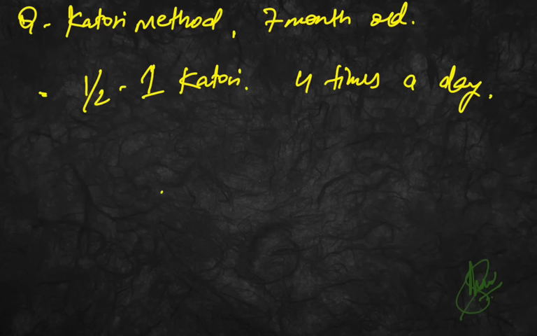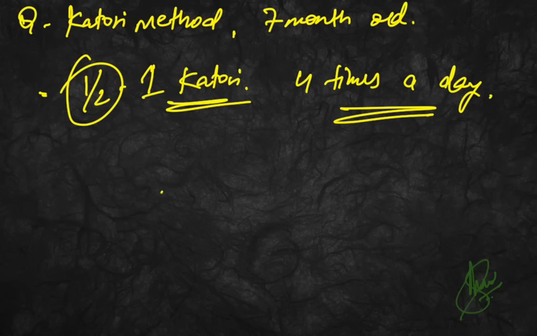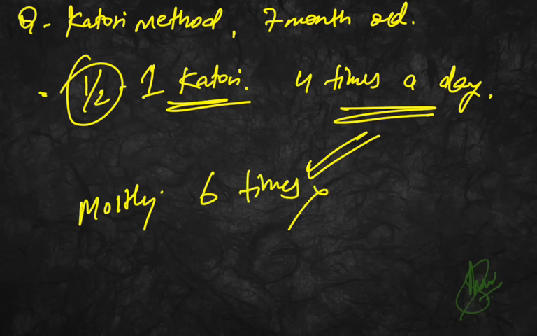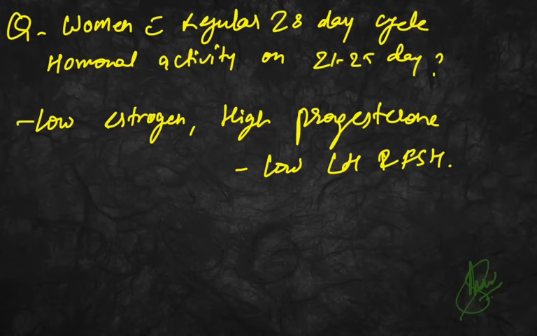Now, Katori method, in a 7-month-old, what is recommended? Half to 1 Katori, 4 times a day. This is the correct answer. Mostly people got confused about 6 times a day, but that is wrong. 4 times a day is the recommended answer.